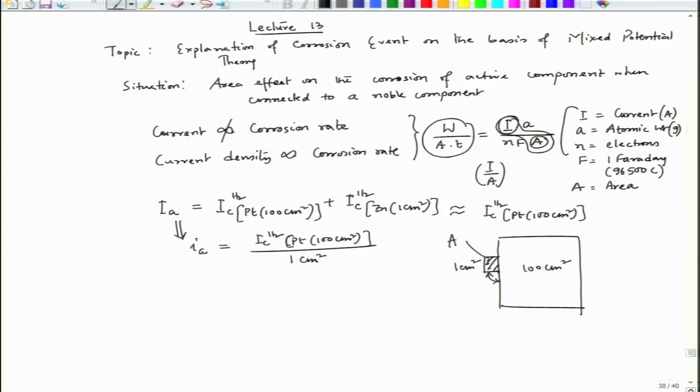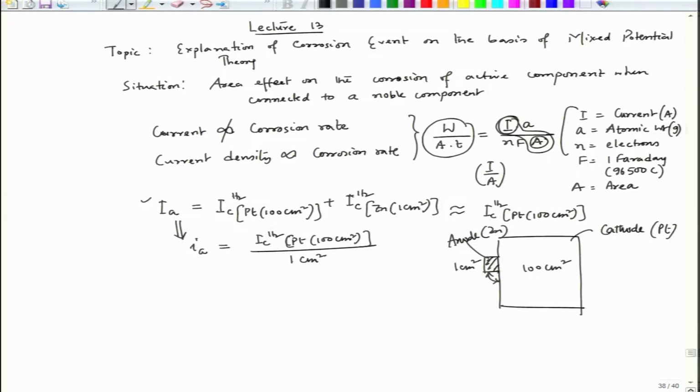So, this is anode and this is cathode, and here it is platinum and here it is zinc. So, the same current is flowing. If the same current is flowing, the current remains the same, but when we are converting into current density, we have to divide it by the area of the anode. So, the area of the anode remains 1 centimeter square.